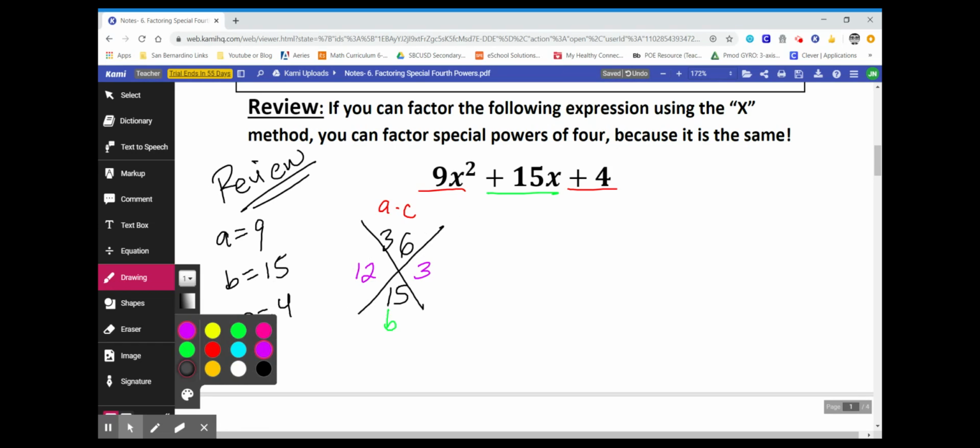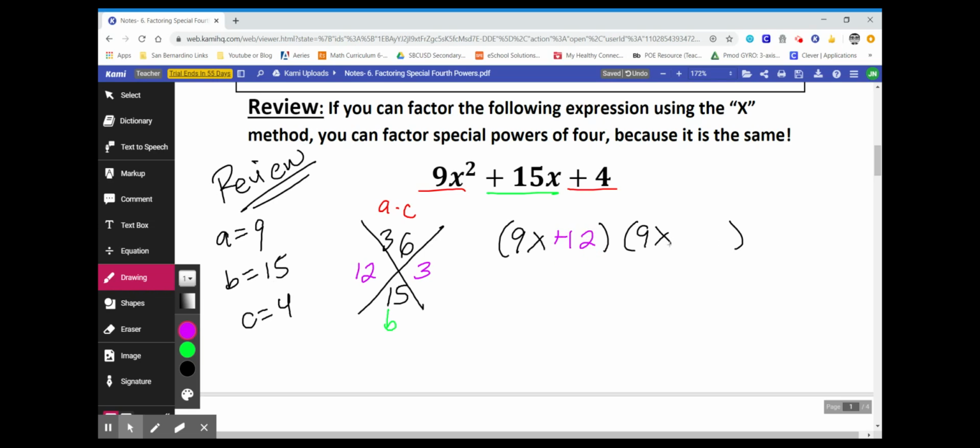And then you would normally set up the AX. Don't forget the A. So it's 9x times something, and then 9x times something. The two terms that go here would be positive 12 and positive 3. And then we want to figure out what we can divide both of them by. In this case, the left term, I can divide them both by 3. And the right term, I could also divide them both by 3, which would give me my final factors overall, which in this case would be 3x plus 4.